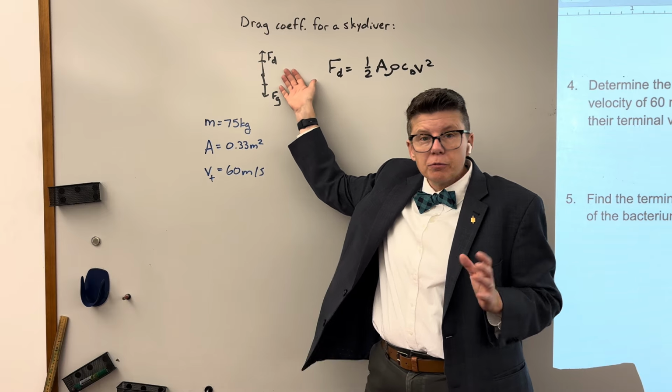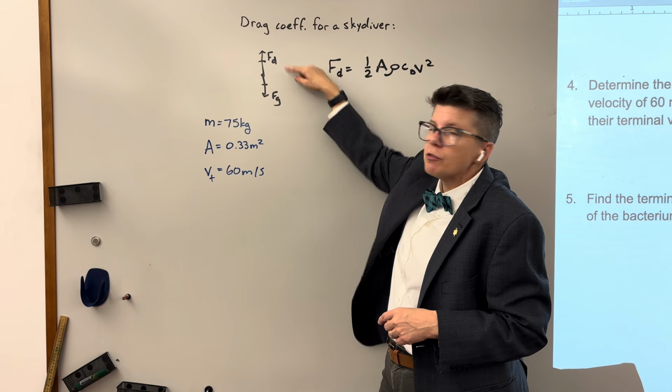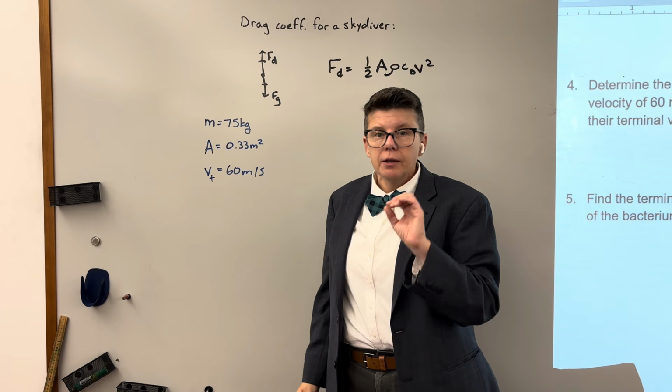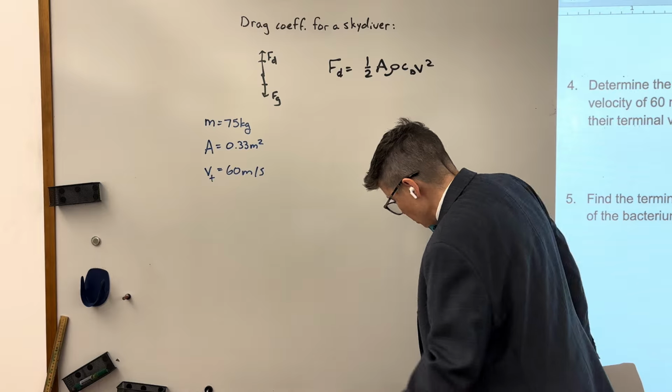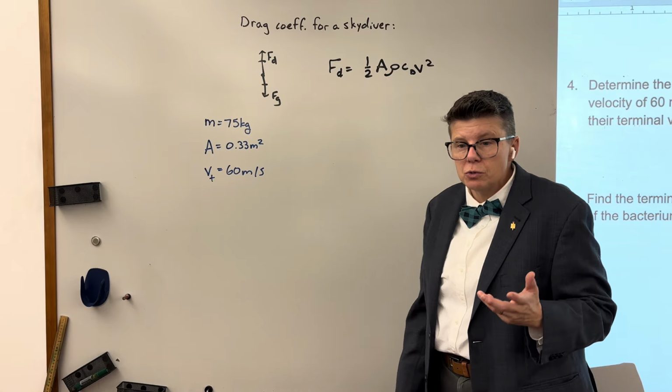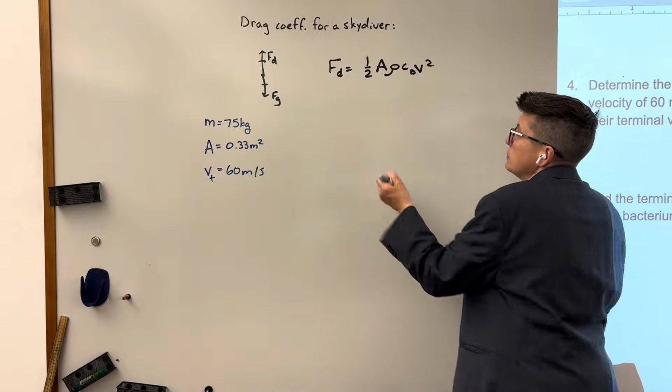So we are told that they're moving at terminal velocity. Here's my force diagram. Forces have to balance because terminal velocity is when the drag force equals the weight of the object. That is an important starting point. I've written down the drag equation so that we can fill in all the known values and solve for the coefficient of drag on the skydiver.